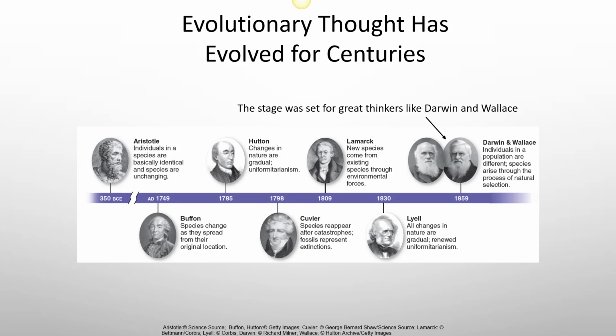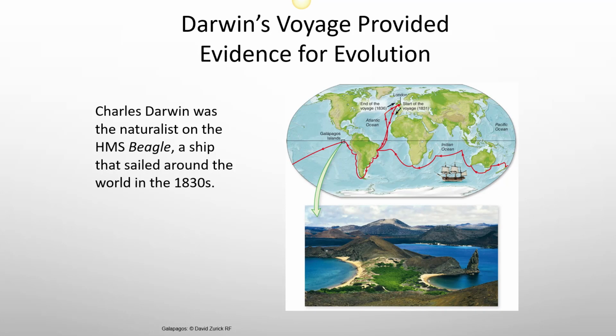So there were numerous people that had scientific thought and proposed thoughts about the natural world, but it wasn't until Darwin came along that the theory of evolution evolved. Get it? The theory of evolution evolved. Anyways, okay. So Charles Darwin was the naturalist on the HMS Beagle, which is a ship that sailed around the world in the 1830s.